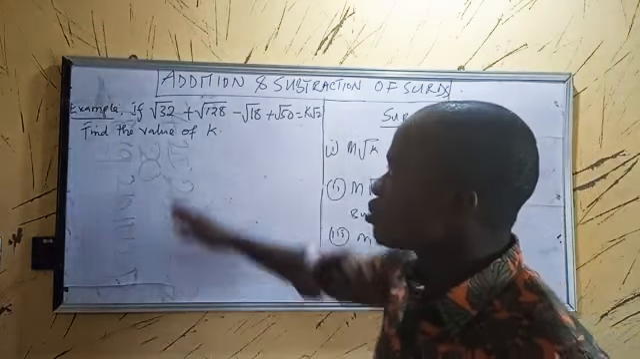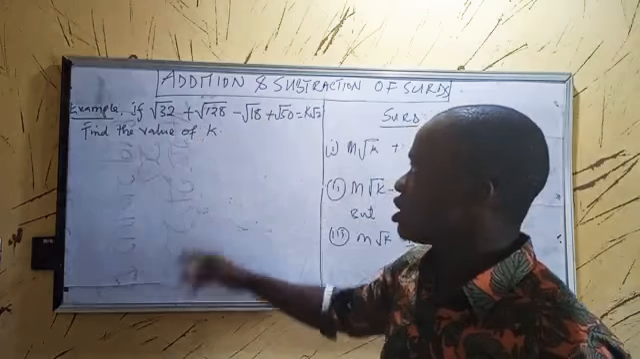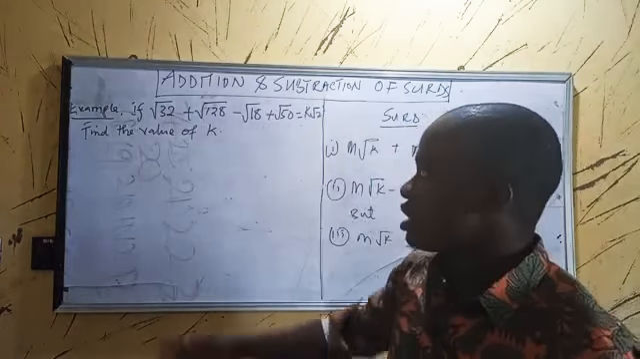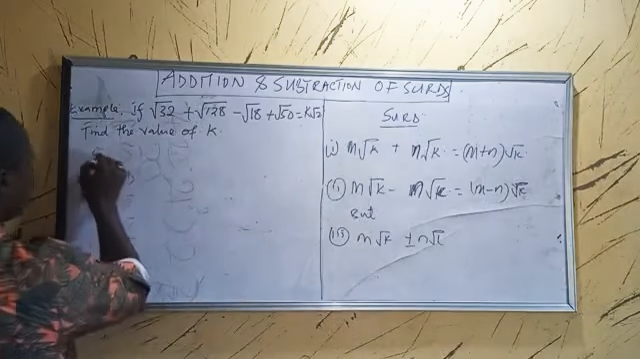So now let's use the idea we have already gotten here to solve the problem given to us. We have root 32 plus root 128 minus root 18 plus root 50 equals k root 2, so the task is to find the value of k. So now how do you do that? So let's solve.